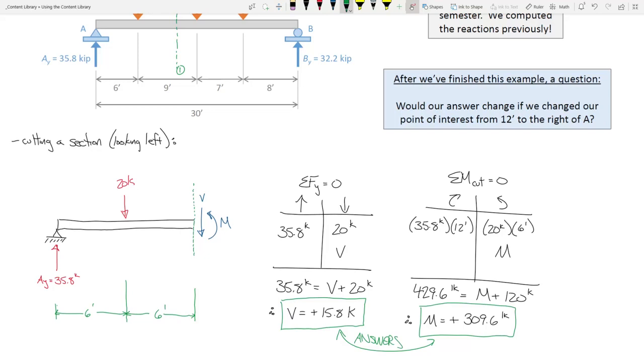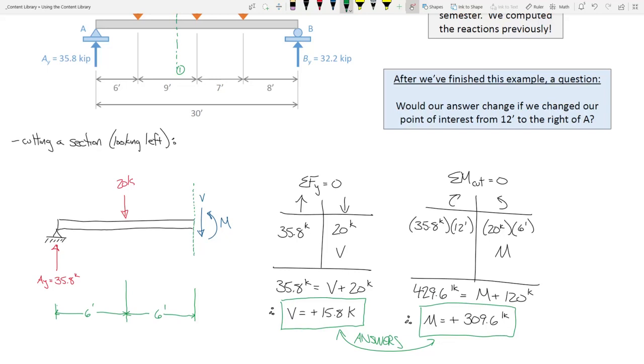That's it. And I want to be crystal clear that if we were to cut a section and look to the right, what would happen? Well, we would just be considering everything on the other end of the section, but we would have a V arrow going up and a moment arrow going clockwise, right? Other than that, same process, I guarantee you'll get a positive 15.8 kips, positive 309.6 foot kips.